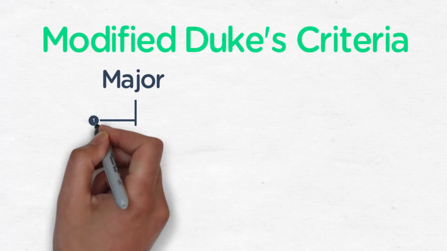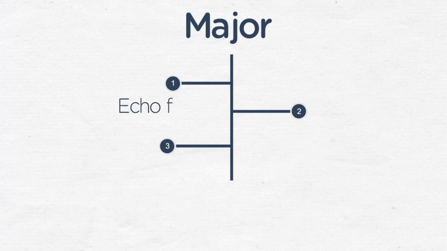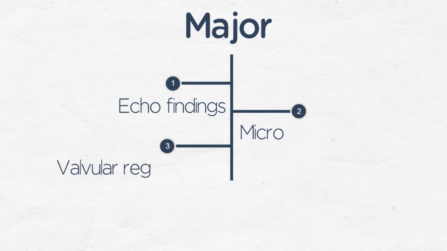Major criteria are as follows. Number 1, echo findings consistent with infective endocarditis include either a vegetation, perivalvular abscess, or valvular dehiscence. Number 2, microbiology, a typical organism isolated from 2 separate blood cultures, or an organism consistent with endocarditis isolated from persistent cultures. And number 3, a new valvular regurgitation. An increase or change in the pre-existing murmur is not sufficient for this criteria.